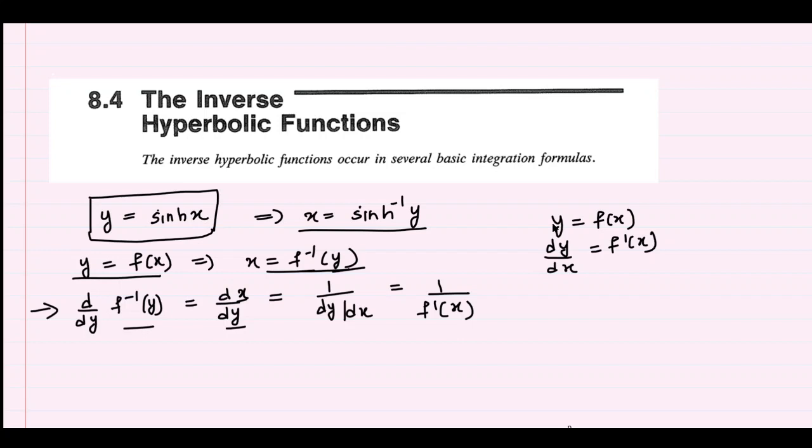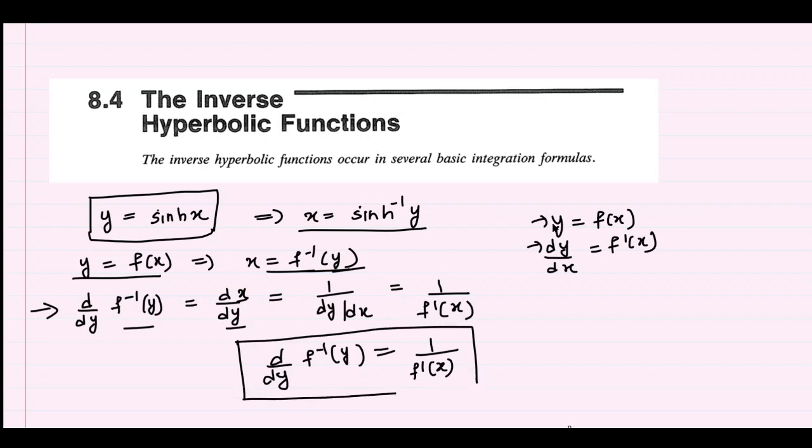So what is dy by dx? If y equal to f of x, then dy by dx is f dash of x. So this is 1 by f dash of x. So we have this formula, that is d by dy of f inverse of y equal to 1 by f dash of x. This we will see in detail in section 5.3. Okay, so right now you just see this formula. So here what is y? y is f of x.